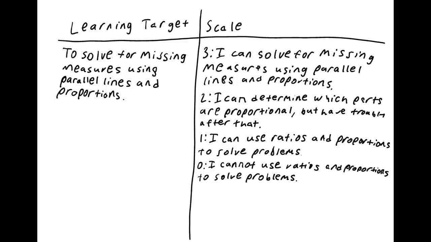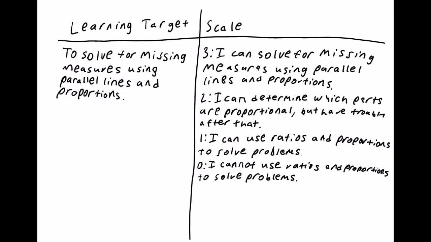The learning target for today is to solve for missing measures using parallel lines and proportions. For the scale, you're a 3 if you can solve for missing measures using parallel lines and proportions. 2, you can determine which parts are proportional, but have trouble after that. 1, you can use ratios and proportions to solve problems. 0, you cannot use ratios and proportions to solve problems.